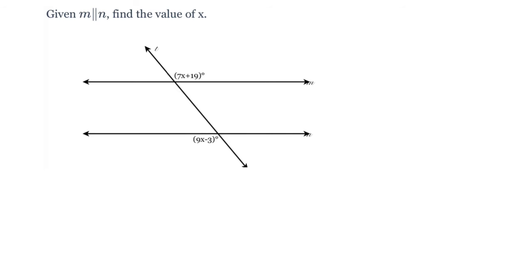Now in this example, we have alternate exterior angles. They're on alternating sides of the transversal, and they are on the exterior of the parallel lines. Between these parallel lines would be the interior. From here up is the exterior, and from here down is the exterior as well. We've got alternate exterior angles.